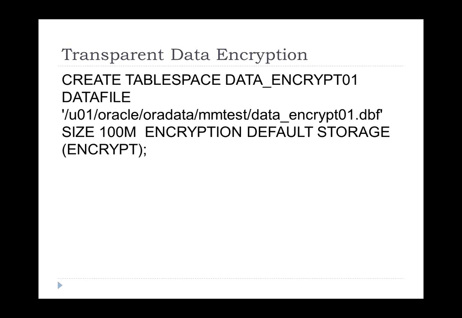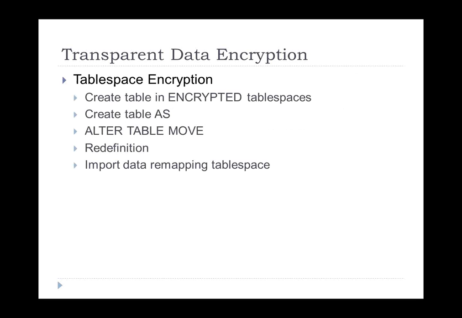To simply create an encrypted table space, you would do create table space and use the encryption parameter when you specify the storage clause. Simple enough. So now that I have my encrypted table space, I may either choose to create new tables in it, depending on where I was in the application process, or I can move my tables with an alter table move to a new table space. I have the create table as type of ability, and I can also use import while remapping the table spaces to get the data there.